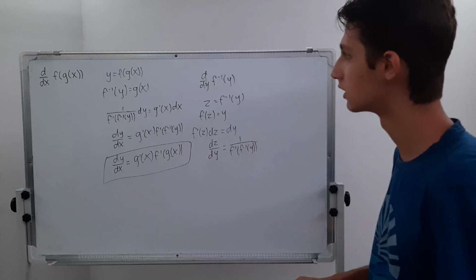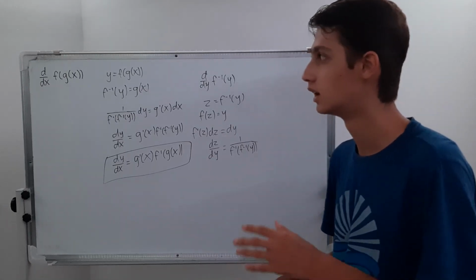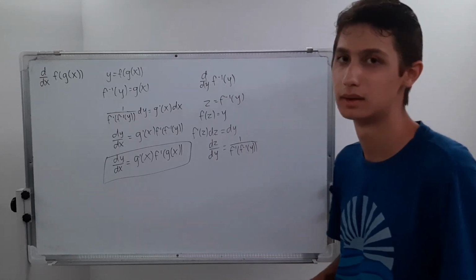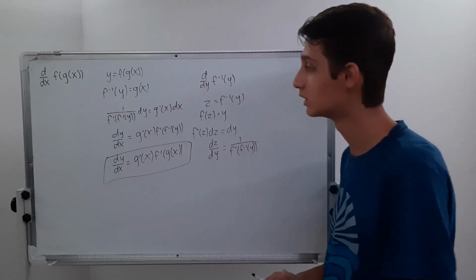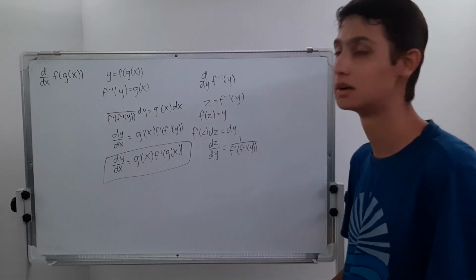I'm not sure if there's a way to do it using the limit definition of derivatives. I can't really see that, but there might be. So if there is, I'll make a video on that eventually. But yeah, that is the derivation of the chain rule.